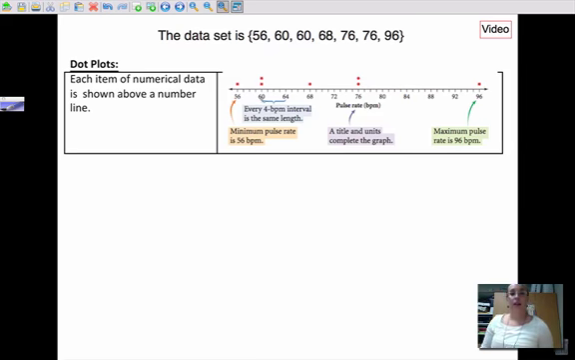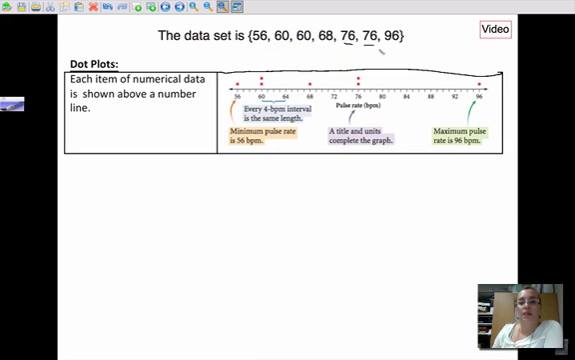So we've got a data set here. 56, 60, 60, 68, 76, 76, 96. And a dot plot looks like it does here on your notes. Okay, it's basically dots on a number line. Each item of data is shown as a dot on the number line. You can see very easily they should all be on there. You're going to put a dot, and you're going to stack them up if you have more than one, like we have two 76s, so we have two dots above 76, okay?